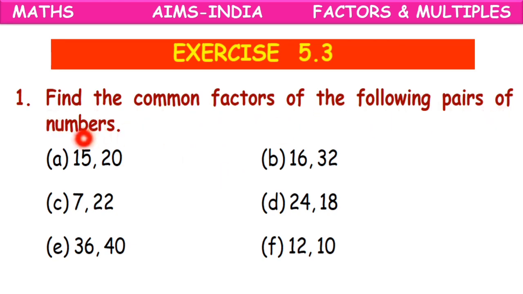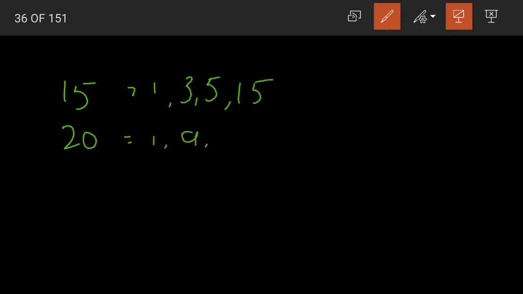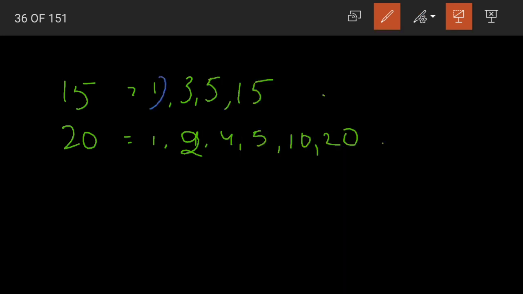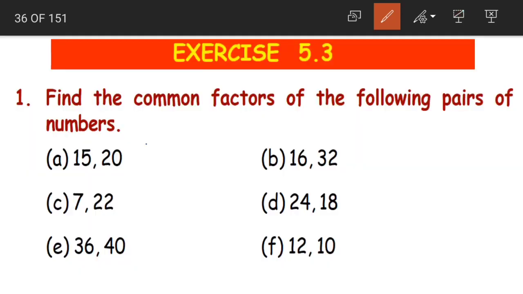Find the common factors of the following pairs of numbers: 15 and 20. To find out the common factors, first we should write the factors of the given numbers. The factors are 1, 3, 5 and 15, and 1, 2, 4, 5, 10 and 20. Now what are the common ones? 1 and 5 are the common factors of 15 and 20.